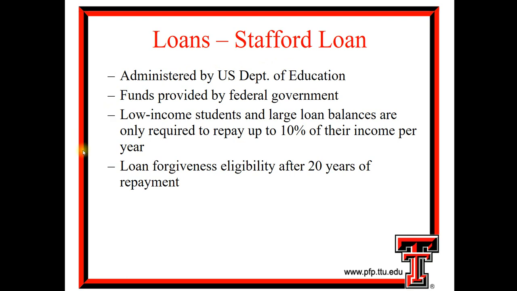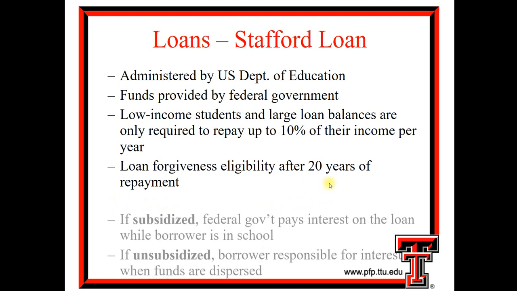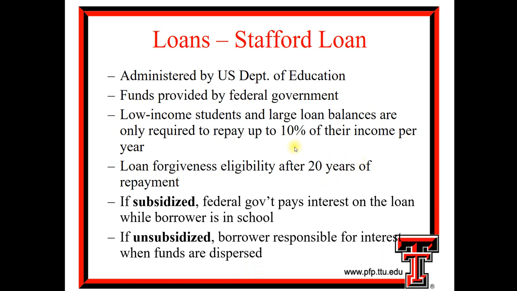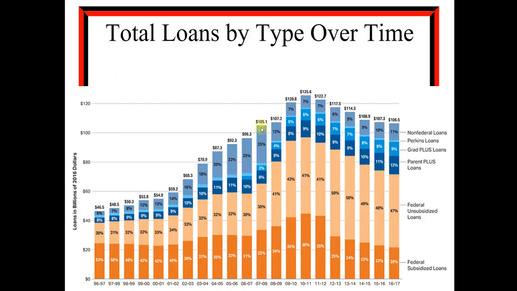Another great benefit is that the Stafford loans do offer forgiveness of the loans after 20 years of on-time repayment. The big difference when we talk about Stafford loans is you'll hear the terms subsidized and unsubsidized. With subsidized loans, the federal government pays the interest on the loan while in school, so the borrower, the student, does not have to pay that interest until after they graduate. When the loan is unsubsidized, the borrower is responsible for the interest when the funds are disbursed. As soon as the student receives those funds, that loan amount starts accruing interest.